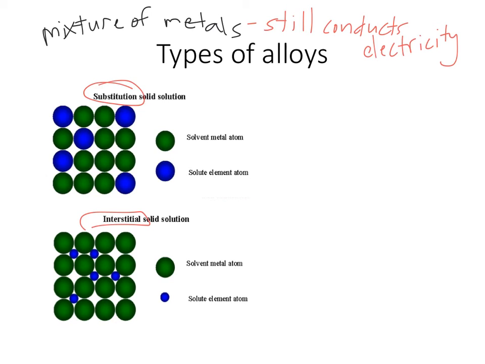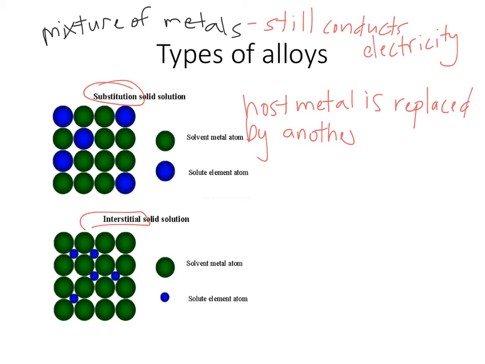The host metal is replaced by another of a similar size. The density typically lies between the component metals. The alloy remains ductile and malleable.